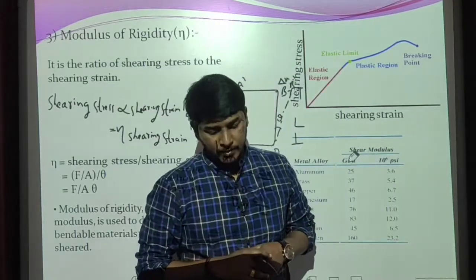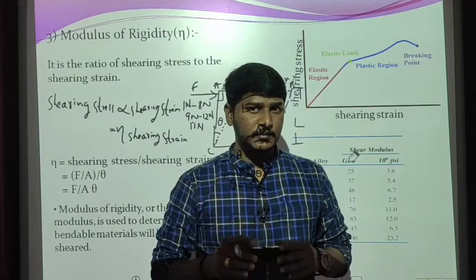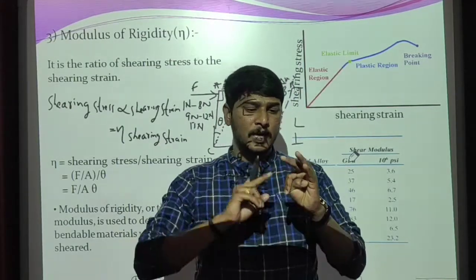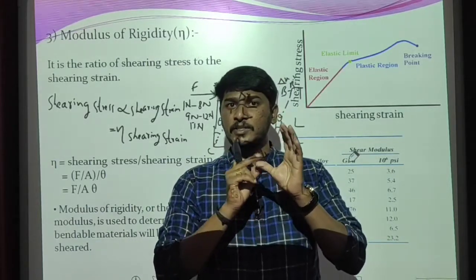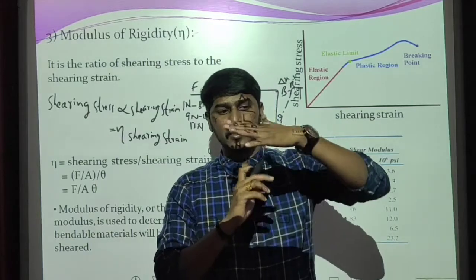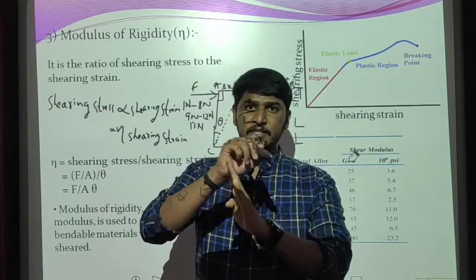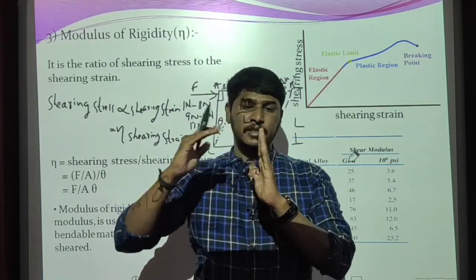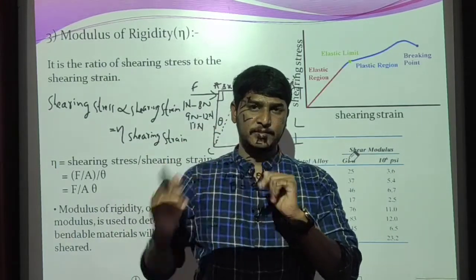Okay, so far we have discussed three types of elastic moduli. The first one is Young's modulus, the second one is bulk modulus, and the third one is modulus of rigidity. In the first case we applied force normally. In the second case we applied force in all directions. In the third case we applied shearing, that is, tangential stress.